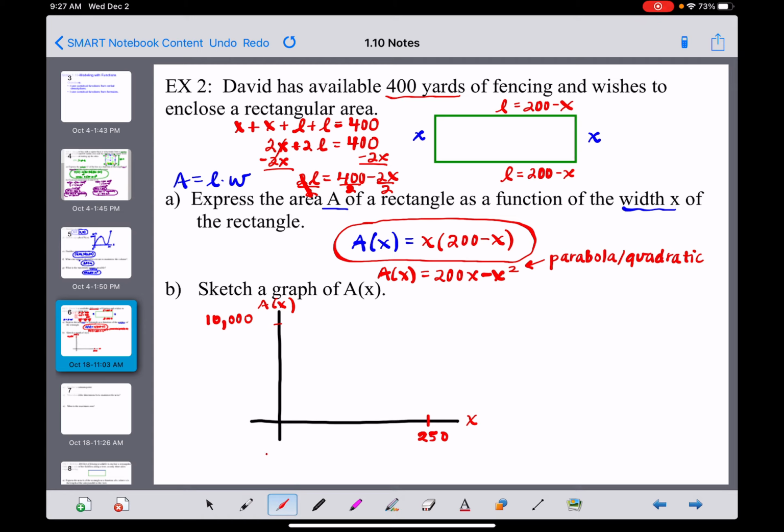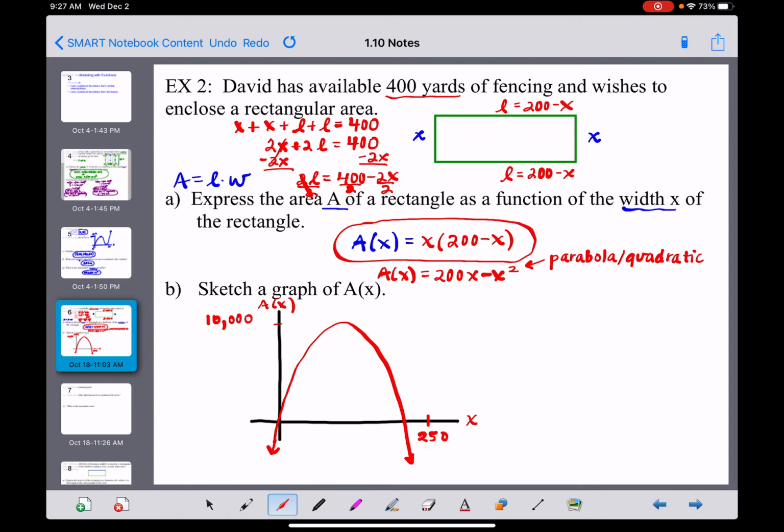So then my shape is just a parabola. Again, it was touching, remember, at about 200 there. That's not a great parabola. One's a little better. So there's the sketch of my graph.